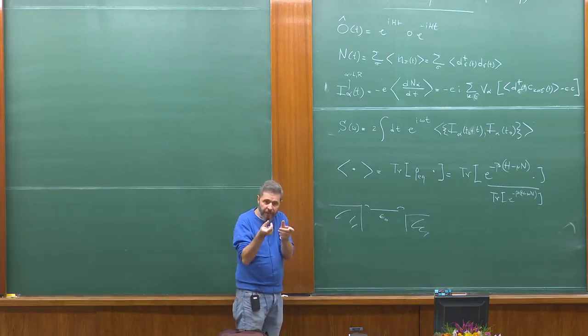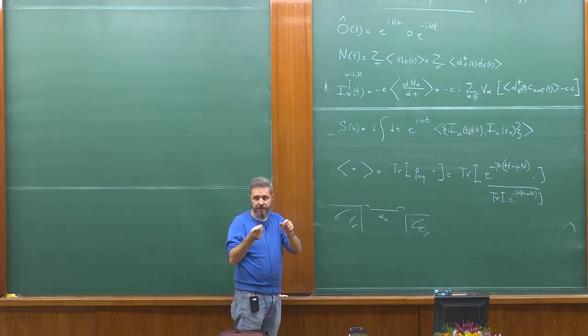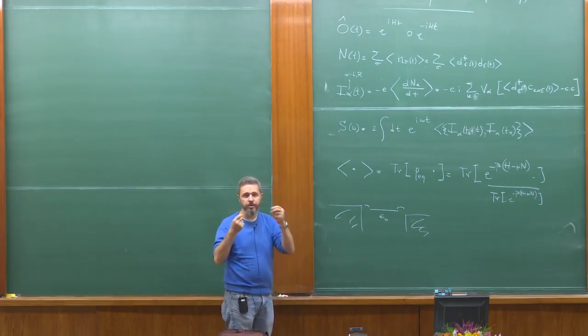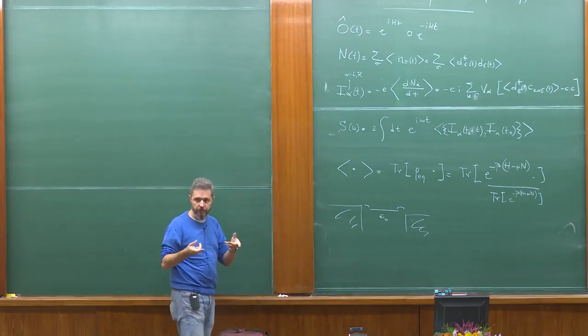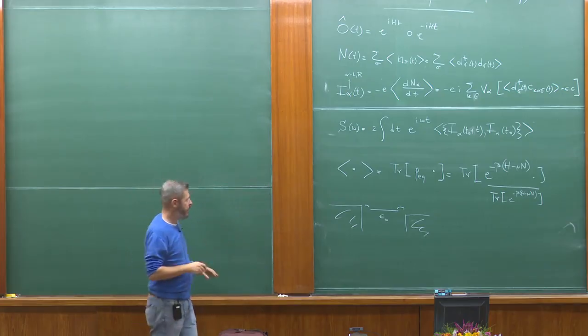We're going to modify it. This is what Keldysh did in such a way as to make it work for the general case out of equilibrium. So that's the plan.